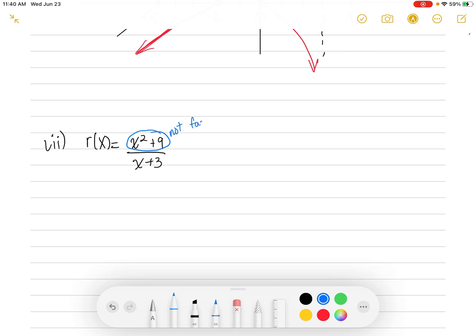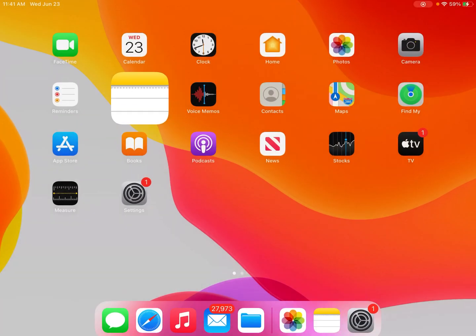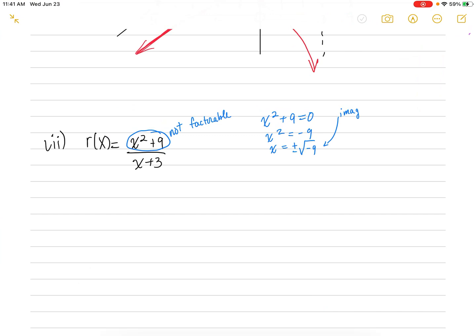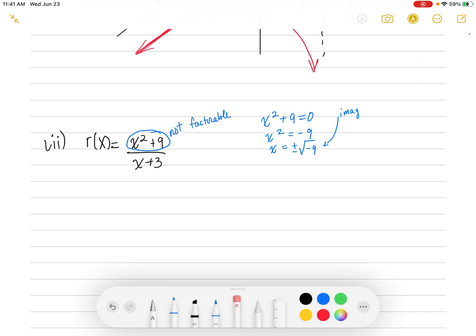And the first thing I want to do is try to factor the top. Turns out you can't factor the top, right? You can't factor that. Not factorable. If you tried to factor that, you could see that it's not factorable by taking x squared plus 9 and setting it equal to 0, and then you could try to solve this. Right? You could subtract the 9 from both sides. You get x squared equals -9. And then you get rid of the square on the left, and you do plus or minus the square root of -9. But you have a square root of a negative number. That's called an imaginary solution. So it's not a real solution.